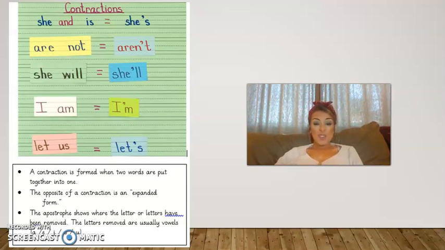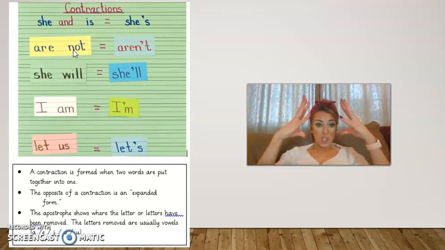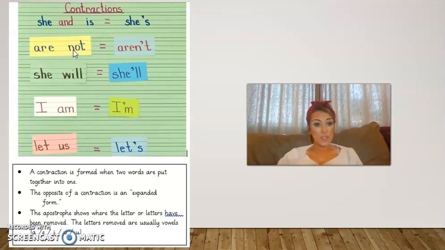But a contraction, all that means is sometimes when we're writing, so let's have a look at this top one, this are not. So I've got two words here, haven't I? This is my expanded form. It's bigger. It's two words. But sometimes we want to smush those words together and make it into just one word. And the reason that we do that is because sometimes when we're talking or when we're writing, it makes it a bit quicker and easier for us.